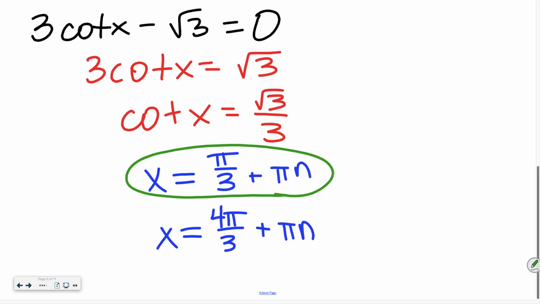So technically it's redundant to give me the 4 pi over 3 plus pi n, and that's going to happen every time you have a tangent or cotangent equation. Will I be upset that you give me both? Not at all. I don't mind you being redundant in this case. Just know that when you check your answers, they're only going to have the first one. But if you put both of them, I'm not upset.